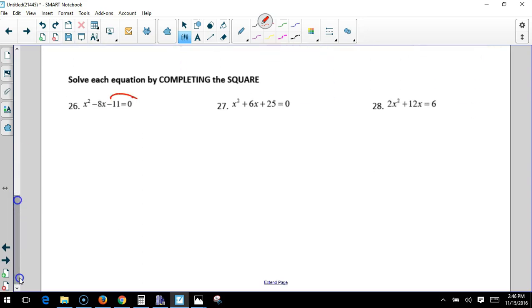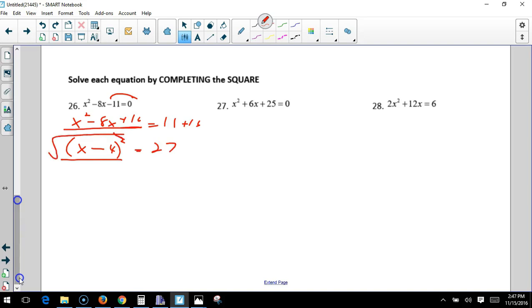We're going to move the 11 over. X squared minus 8x. Remember, we're going to leave a space. Equals positive 11. We're going to take negative 4, because that's half of negative 8. I'm just going to go right ahead and do this right now. I'm going to square negative 4, and get plus 16. Plus 16. Well, see, this right here is this. That's the beauty of this. Equals 27. Now I square root, like we did earlier on the square root method, and we get x minus 4 equals plus or minus square root 27, which remember breaks down to radical 9 and radical 3.